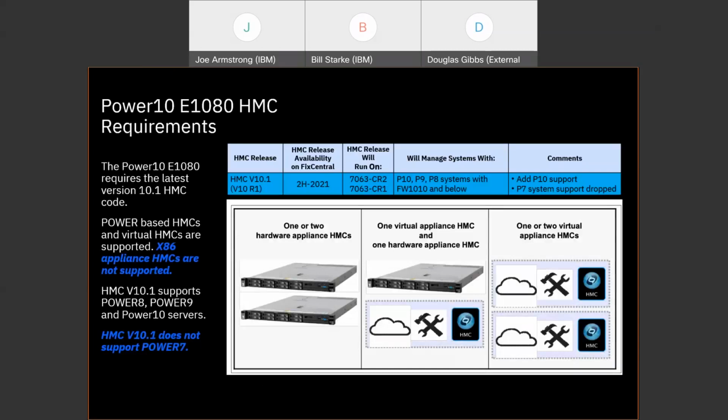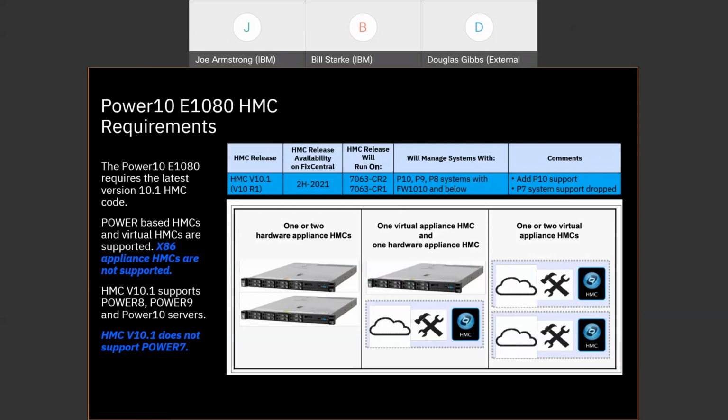So I mentioned HMCs. There's a requirement of 2 HMCs for the system. There's options. You can do 2 hardware appliances. You can do a hardware appliance with also the virtual HMC, which you get the code and you load it on your own hardware. Or you can do 2 virtual HMCs. Now, the virtual HMC and the appliance have the same functionality, so you're not giving up functionality one way or the other. The only HMCs that work with the E1080 are the 7063 CR1 and CR2 appliances and the virtual HMC, of course. These are both Power-based appliances.